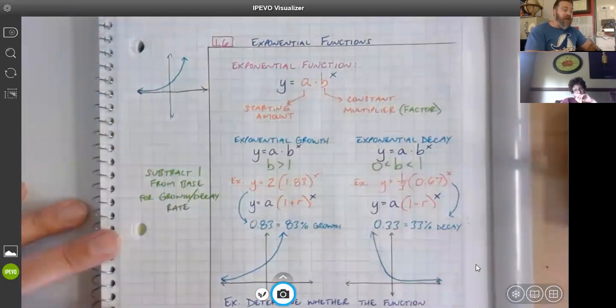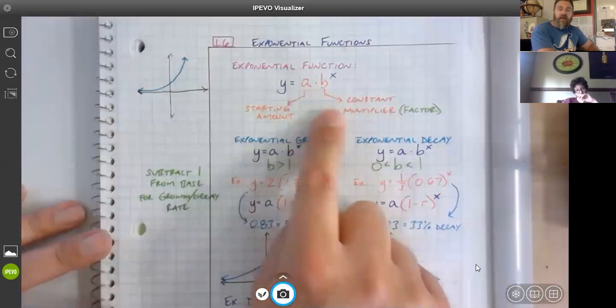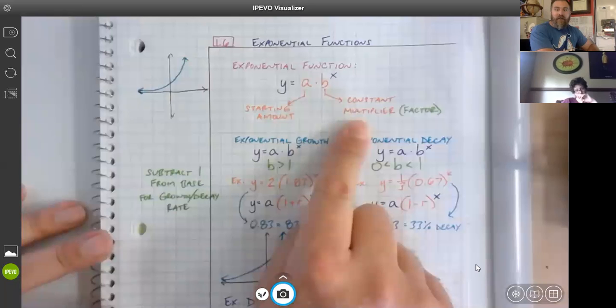It was that constant rate of change. B is that for an exponential function. This is going to be our constant multiplier. This is basically how it's changing from value to value.